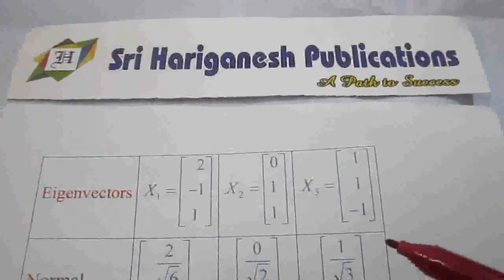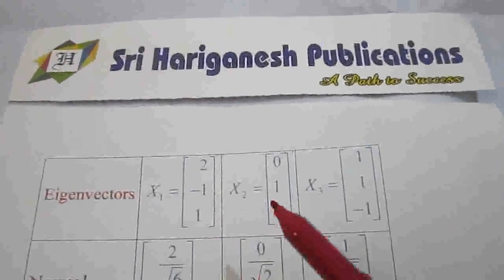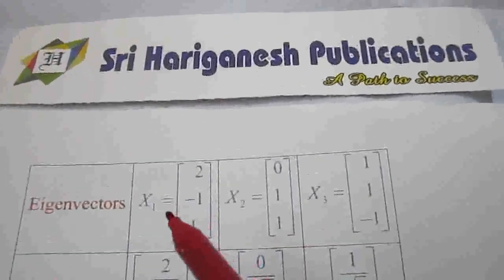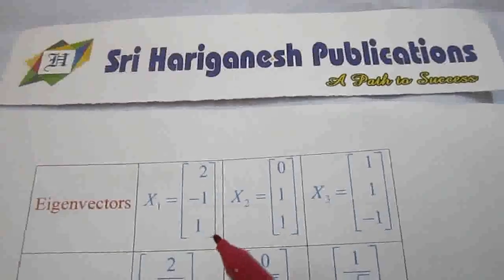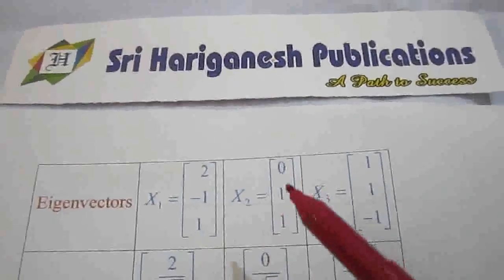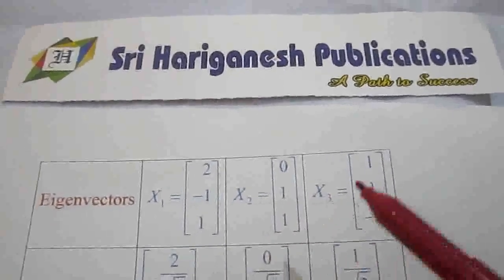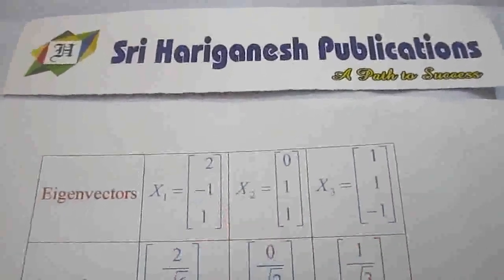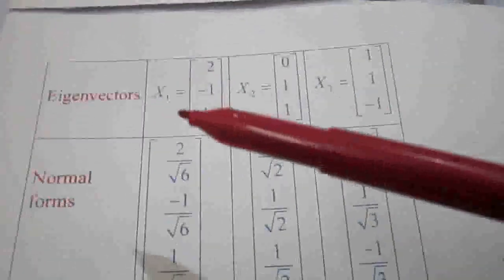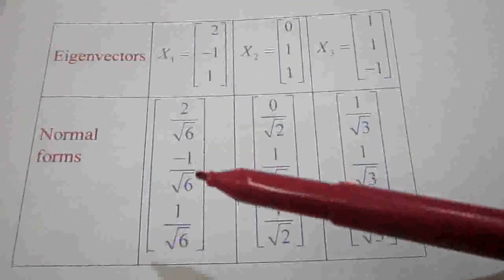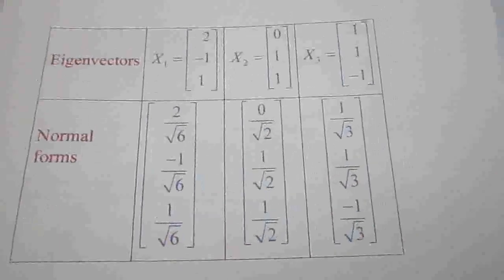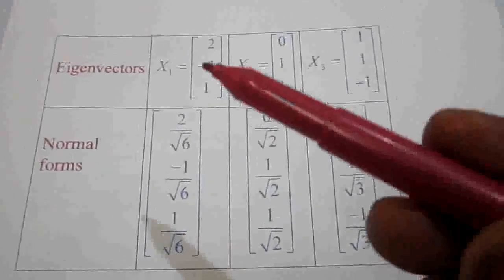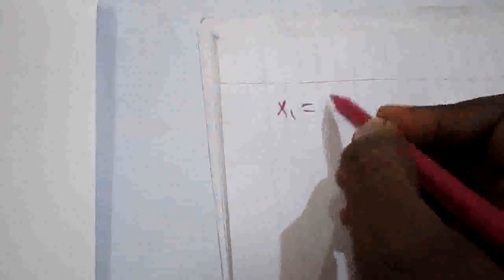Okay, we found three eigenvectors x1, x2, x3. x1 is 2, minus 1, 1. x2, the second eigenvector, is 0, 1, 1. The third eigenvector is 1, 1, minus 1. Correspondingly, I want to find the normal form. The normal form of x1 is 2 by root 6, minus 1 by root 6, 1 by root 6. So we have to find the normal form. The first eigenvector is 2, minus 1, 1.